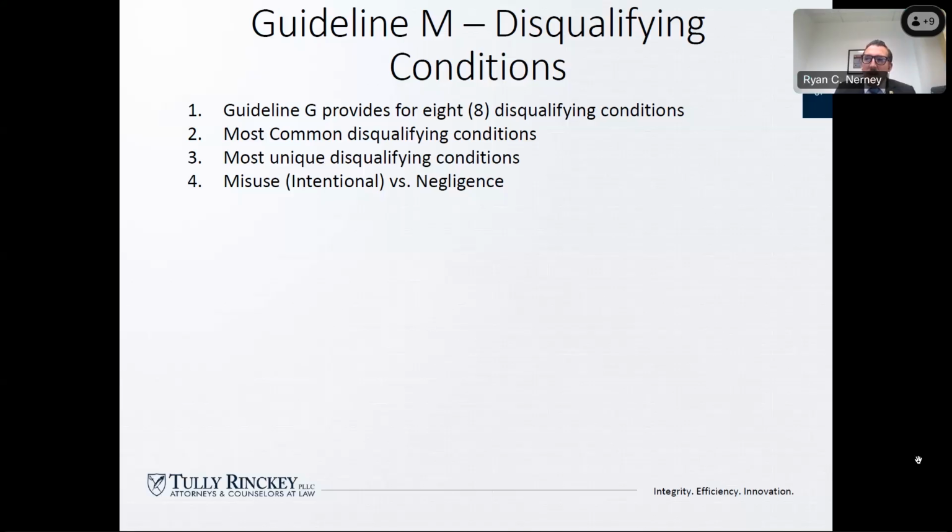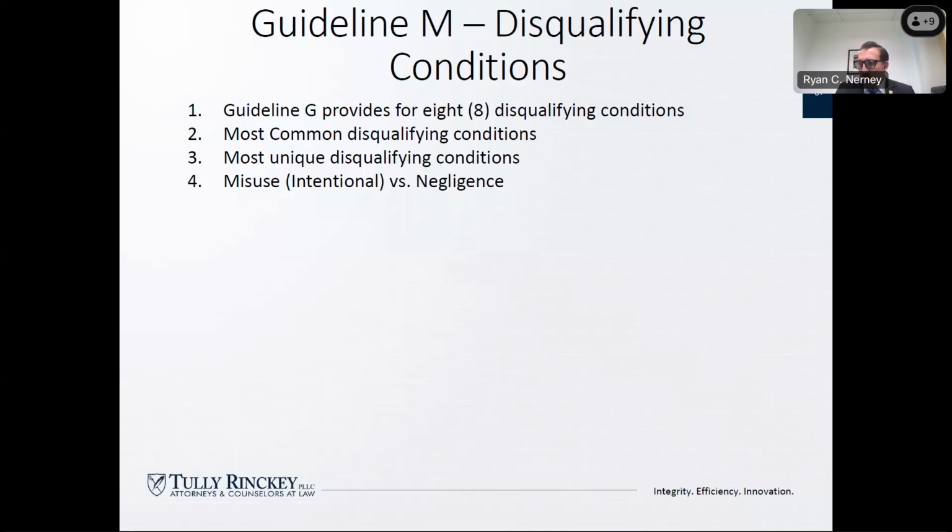A lot of things that trigger this guideline are, like I said before, introducing some sort of media into your work computer, or using a work computer to access inappropriate websites, which I've seen on a number of occasions. It doesn't necessarily have to be inappropriate. It could just be something that is against your company or agency policy as well.